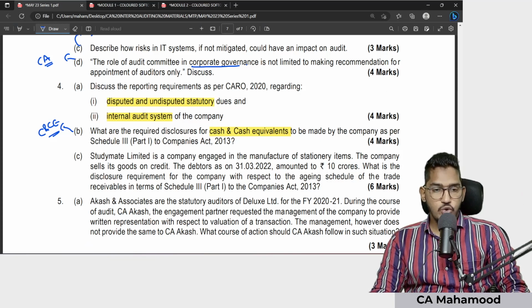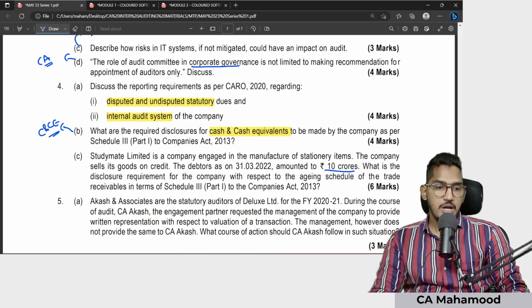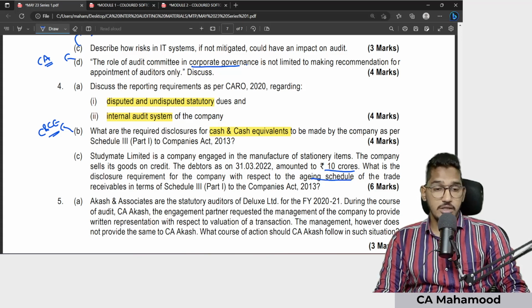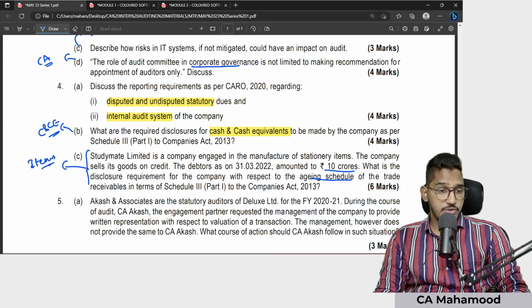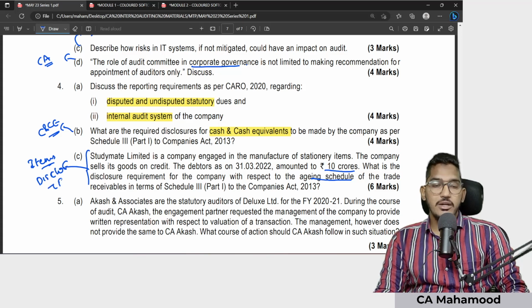StudyMate Limited is a company engaged in the manufacturing of stationery items. The company sells its goods on credit. The debtors as on 31st of March 2022 amounted to 10 crores. What are the disclosure requirements for the company with respect to the aging schedule of the trade receivables in terms of Schedule 3? See, this is also regarding audit of items of financial statements. Here also they are not asking you the audit procedure. What is the presentation? What is the disclosure requirement regarding trade receivables?